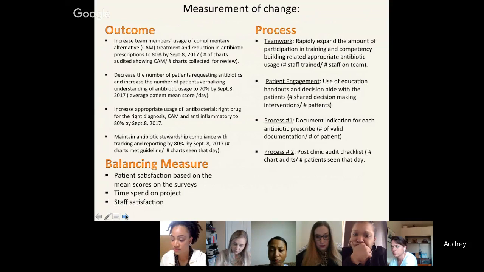Then also for process 1, we want to see actual documentation and reason for the antibiotic, and we would verify that by the valid documentation versus the number of patients. And then lastly, we'll do a post-clinic audit check, and this we will cross-check with the number of audits completed versus the number of patients seen that day.